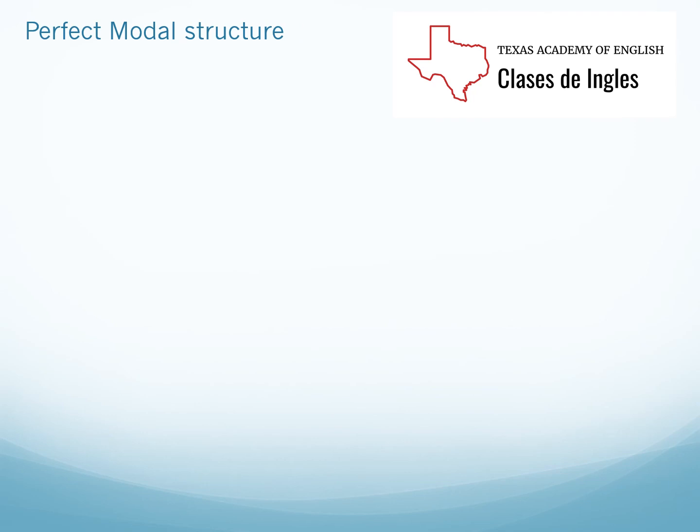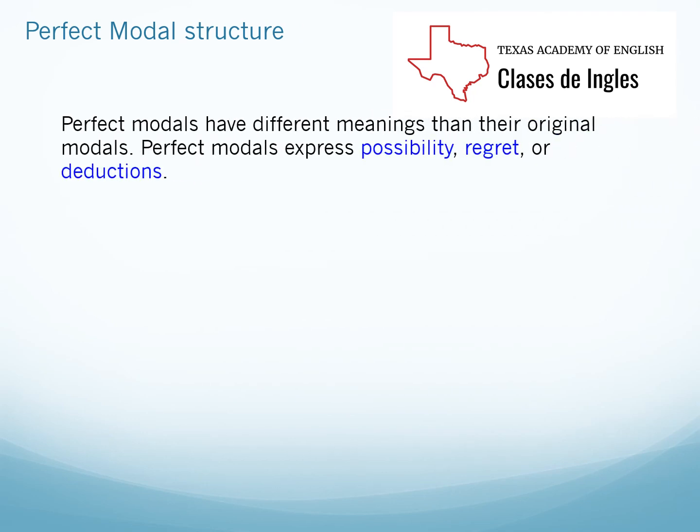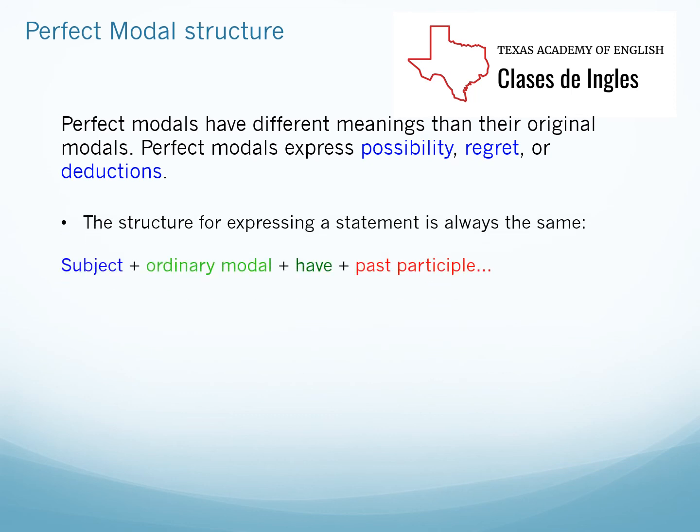So what does the perfect modal structure look like? The perfect modals have different meanings than their original modals. The perfect modals express possibility, regret, or deduction. So the structure for expressing a statement is always the same. We have the subject, the ordinary modal, the auxiliary verb or helping verb have, and the past participle plus the rest of the sentence.